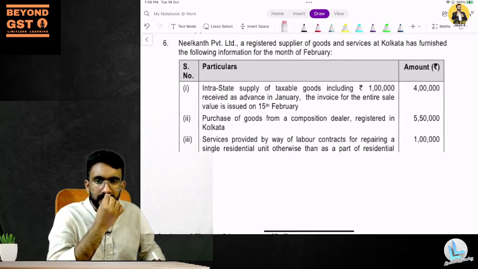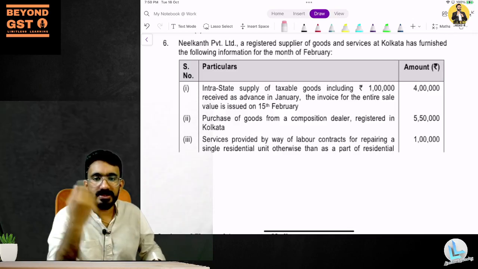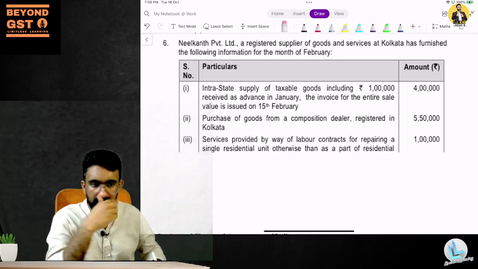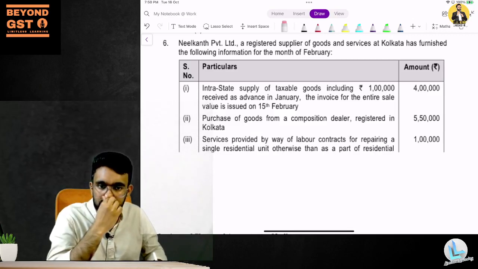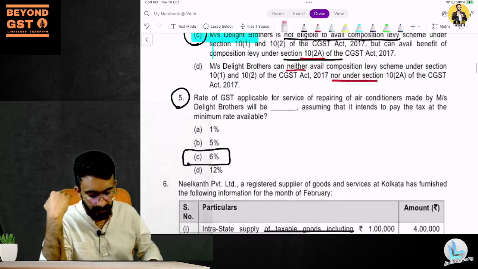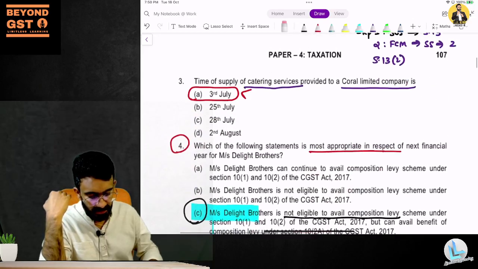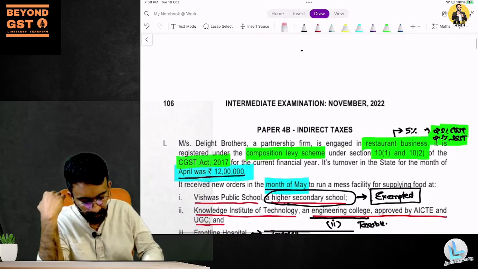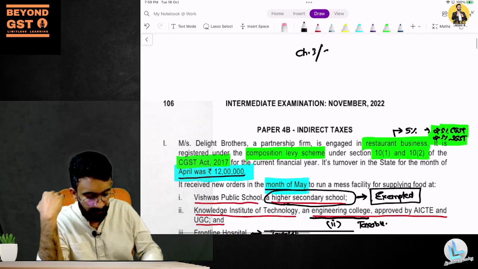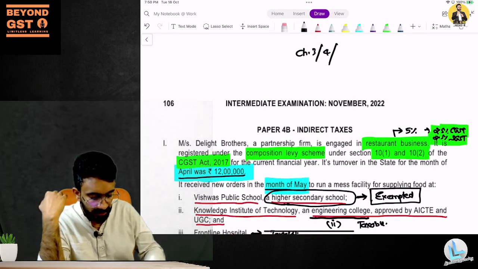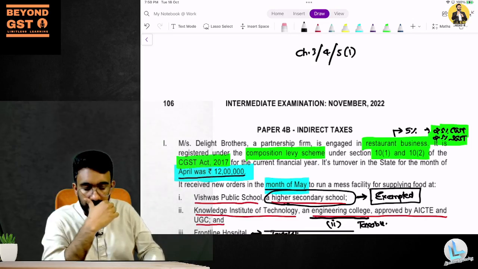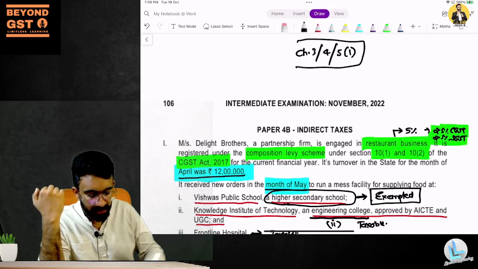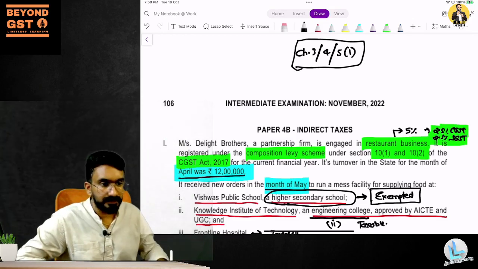So, it gives you an overall understanding on composition levy scheme, something on exemption, and something on time of supply. Those are the things that are being tested. So if you have some clarity on these chapters, chapter 3, chapter 4 exemption, chapter 5 part 1, which is time of supply, then you should be good to go with this particular question.